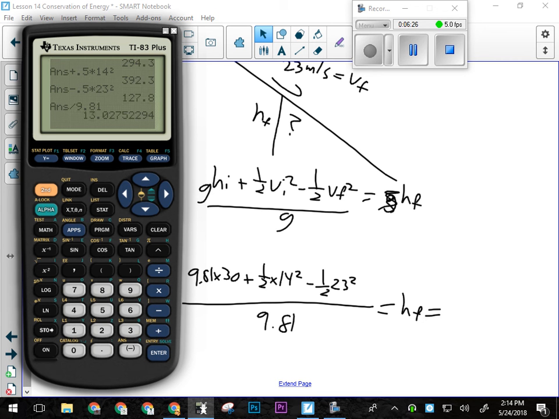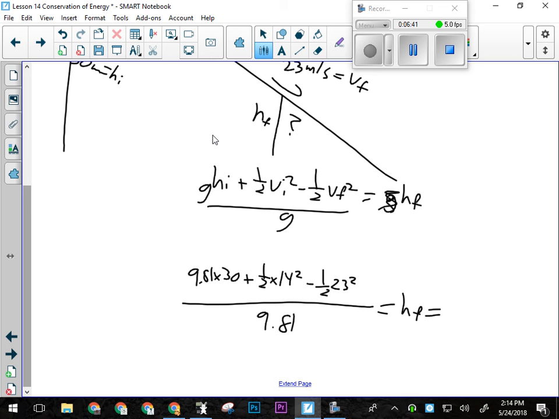Better to do it one piece at a time. A lot less likely to make a mistake. And if you do make a mistake, you can go back to the number from the last step. You don't have to re-enter everything that way. So I got 13 meters as my final height.